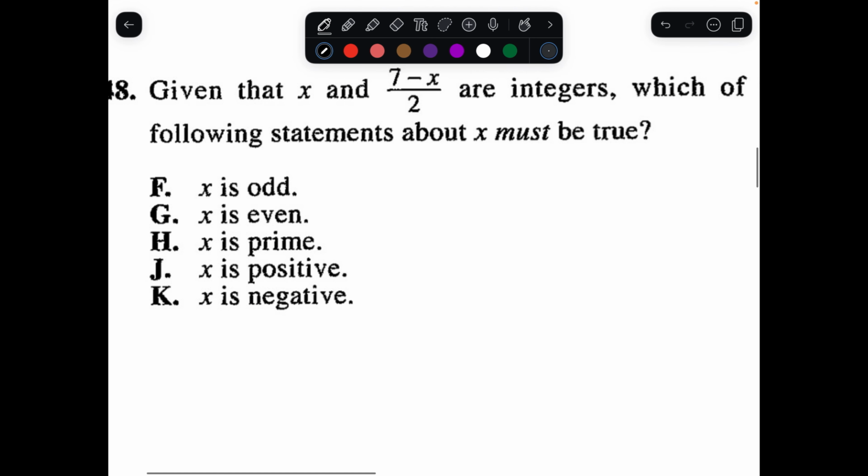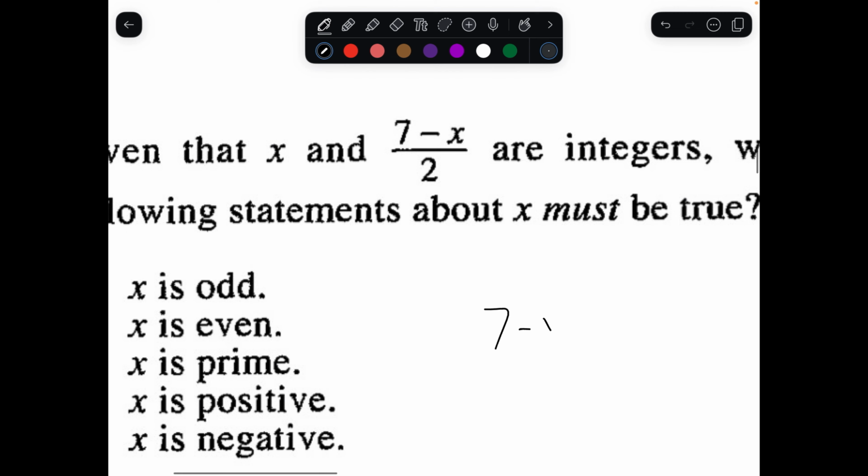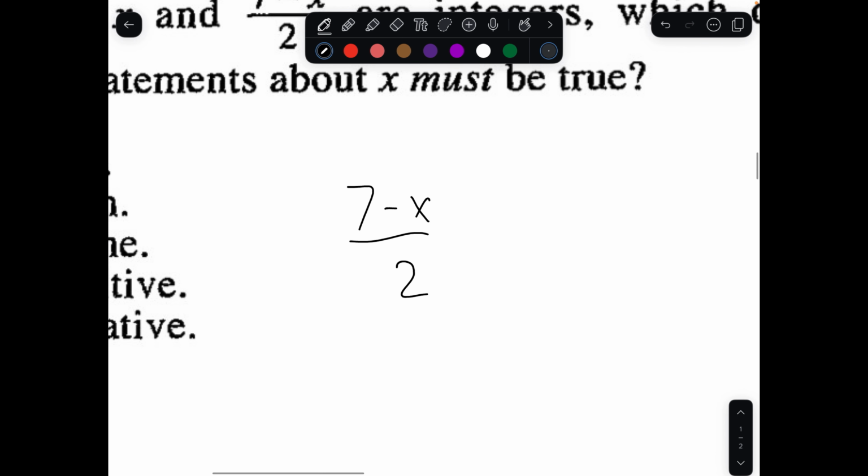So now it says that given that x and (7 minus x) over 2 are integers, which of the following statements about x must be true? So the thing to realize here is that let's specifically look at (7 minus x) over 2, right? If we plug in, let's say, 0 for x, 7 over 2, that's 3.5. That has a decimal, and that is not what an integer is, so this wouldn't work.